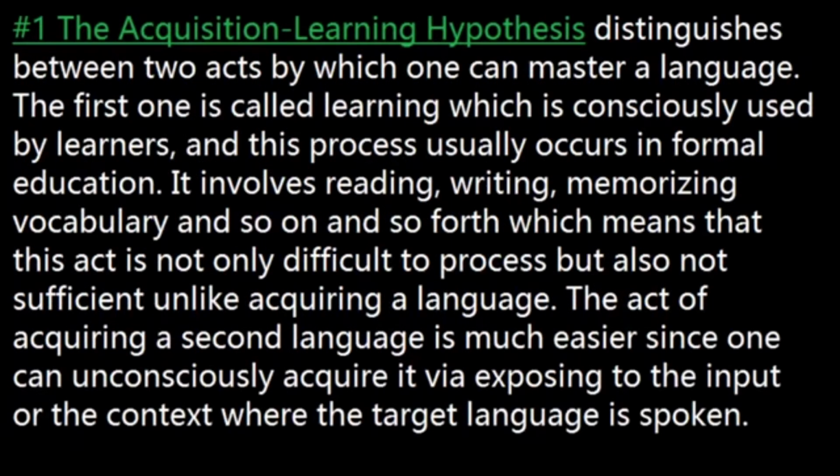The first hypothesis is called the acquisition-learning hypothesis, which distinguishes between two acts by which one can master a language. The first one is called learning, which is consciously used by learners, and this process usually occurs in formal education. It involves reading, writing, memorizing vocabulary, and so on and so forth, which means that this act is not only difficult to process, but also not sufficient, unlike acquiring a language. The act of acquiring a language is much easier since one can unconsciously acquire it via exposure to the input or the context where the target language is spoken.